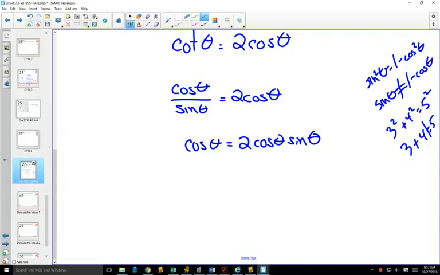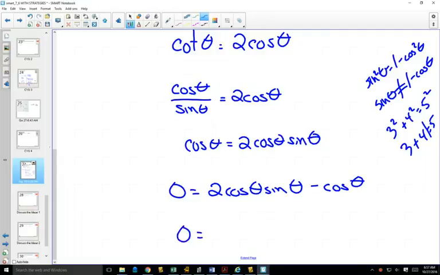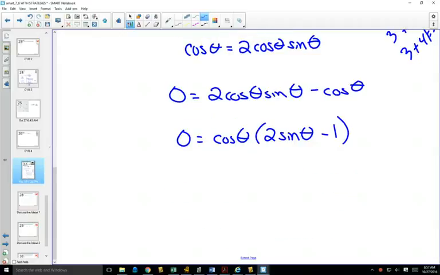So if you get to a situation where you can't change things, the key is to set one side equal to 0 and see if you can factor. So in this case, if I set this side equal to 0, I subtract the cos theta on both sides. There's a common factor of cos in both of those terms. So we can factor that common factor out, leaving us with 2 sine theta minus 1.